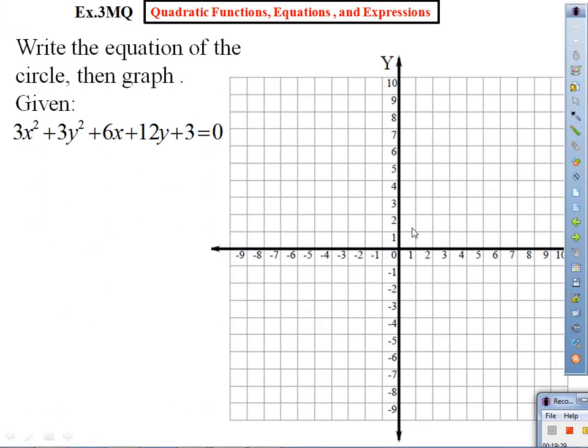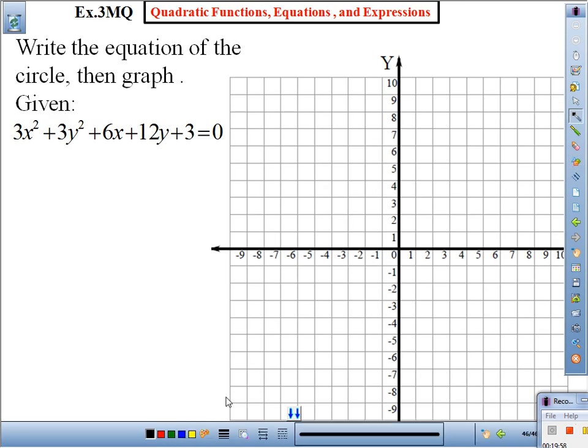Copy this. Example 3 mega Q. Copy the instructions. It reads, write the equation of the circle, then graph, given 3x squared plus 3y squared plus 6x plus 12y plus 3 equals 0. Copy that, and then I'll go over it.